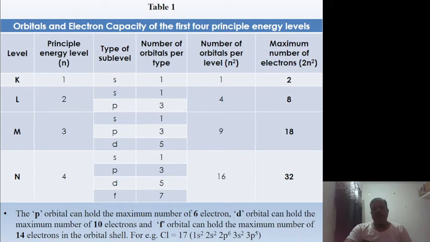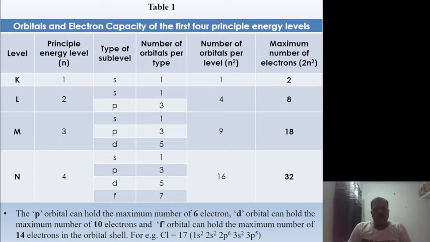Means the innermost shell K has 2 electrons, then L has 8, then the M shell has 18 electrons and the N shell has 32 electrons. The p orbital can hold a maximum of 6 electrons. The d orbital can hold a maximum of 10 electrons and the f orbital can hold a maximum of 14 electrons. This is the capacity of orbitals. p is equal to 6, d is equal to 10, f is equal to 14. More than that is not allowed.